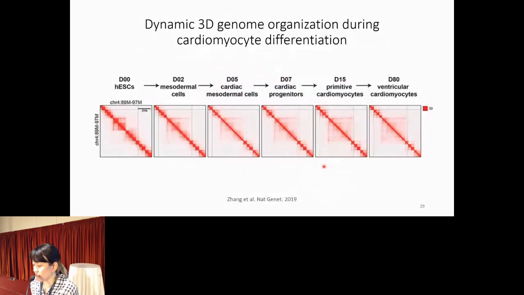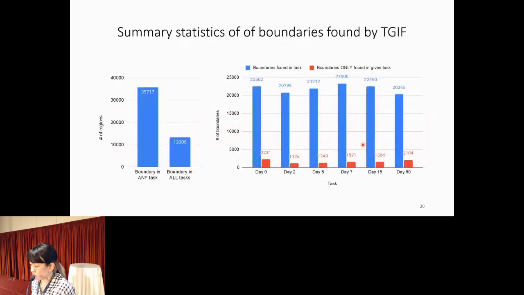We next applied TGIF to cardiomyocyte differentiation data with Hi-C data captured across 6 different time points. Here's an overview of the number of boundaries identified by TGIF. Around 35,000 boundaries are found in the union of boundaries across all time points, and about a third of them are found in the intersection of boundaries from all of the different time points. And then within each time point, we have identified about 20 to 23,000 boundaries across all chromosomes, and about a tenth of them are only found uniquely within each time point.